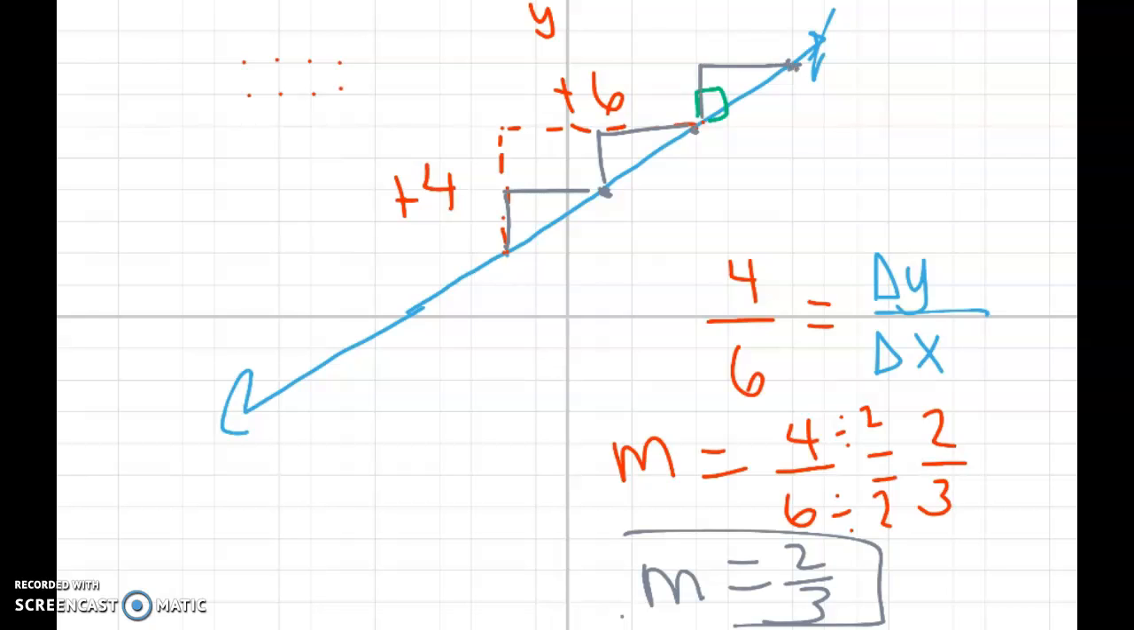So you can see I'm landing on every lattice point. That's possible. Now you can see right here, my line's not very straight, so it doesn't work on this one.